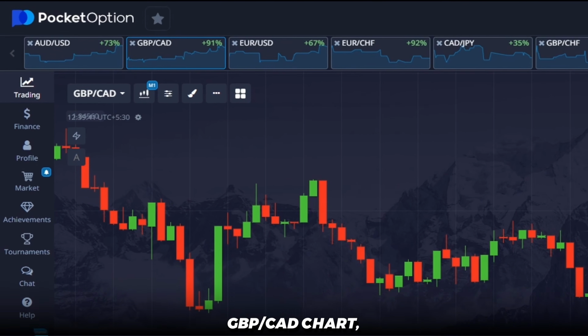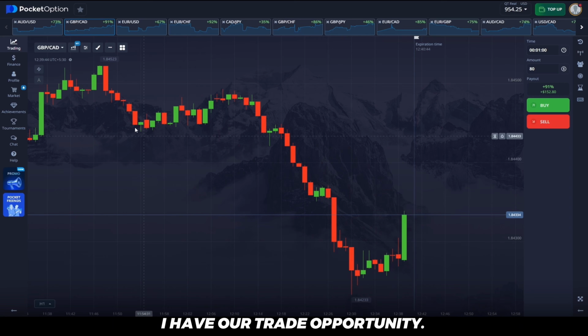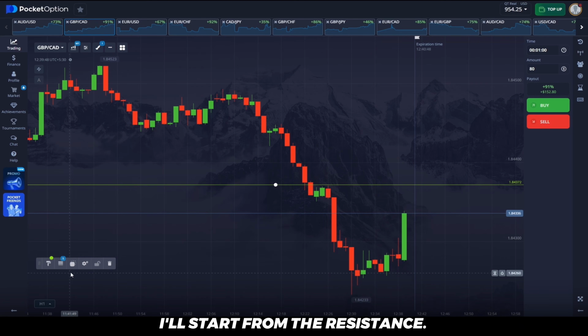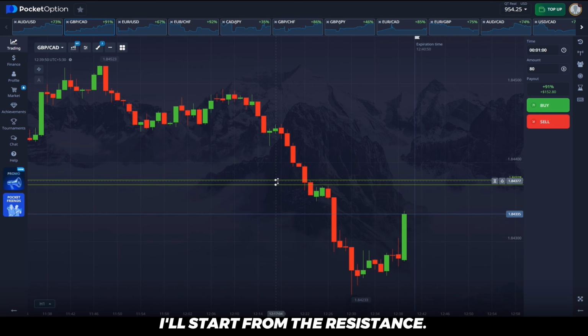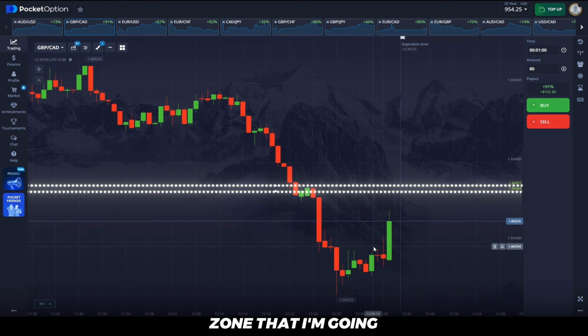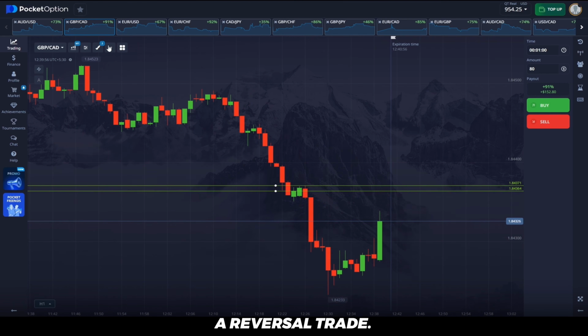Currently on the British Pound CAD chart, I have a trade opportunity. Let me first draw some key levels. I'll start from the resistance. This is the resistance zone that I'm going to use to place a reversal trade.